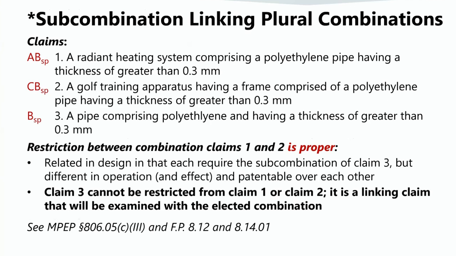In this example, the three claims are related in design in that each requires the B-specific subcombination linking claim, but they are different in operation and effect, and therefore patentable over each other. The linking claim cannot be restricted from Claim 1 or Claim 2. As a linking claim, it will be examined with the elected combination claims.